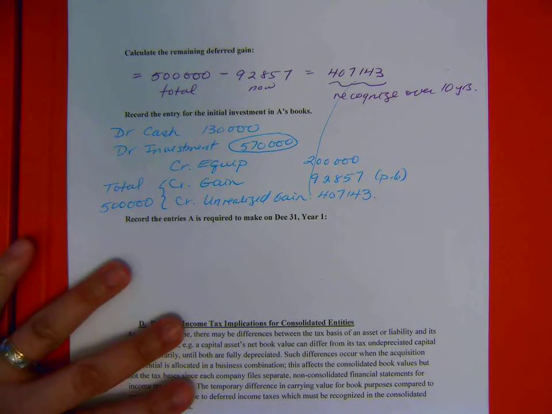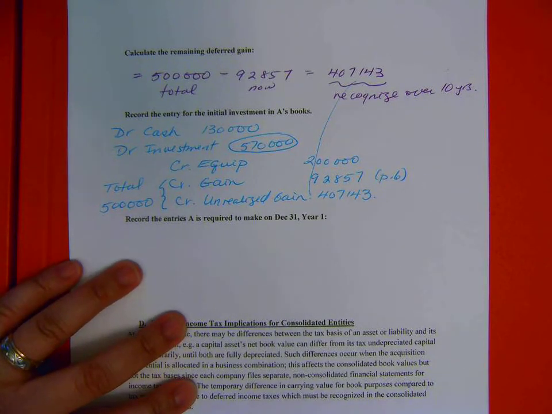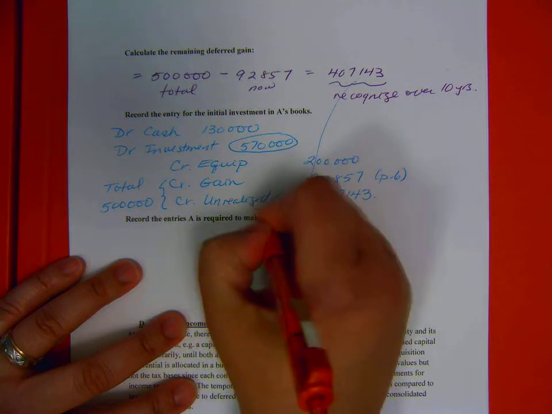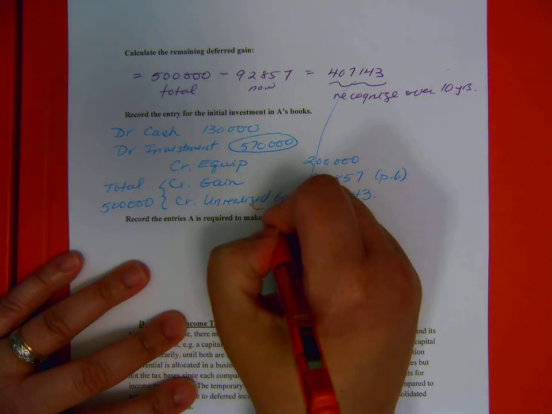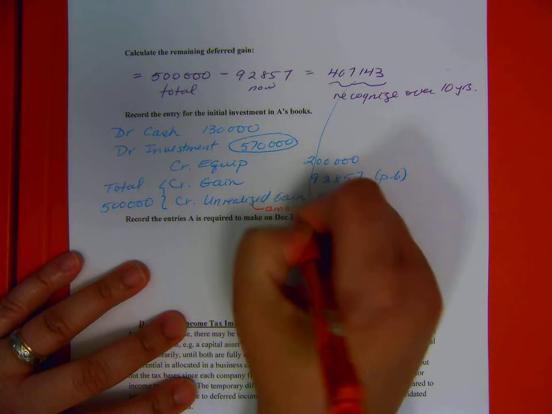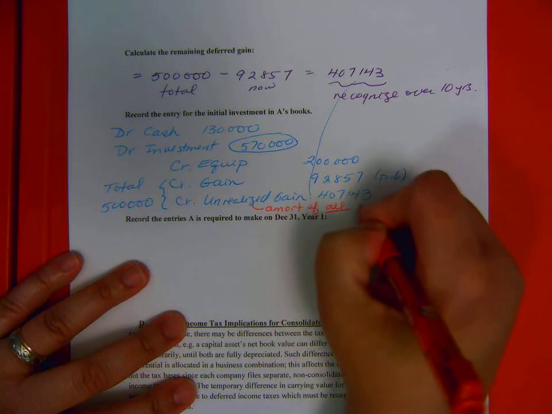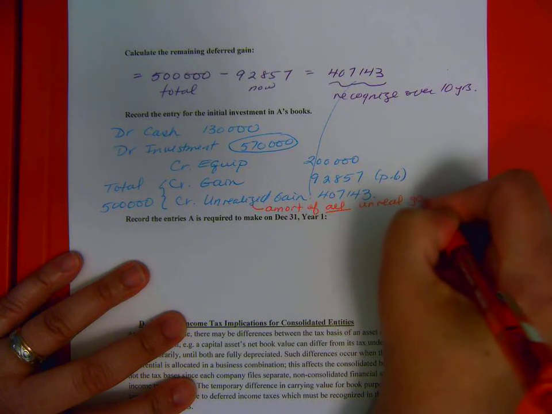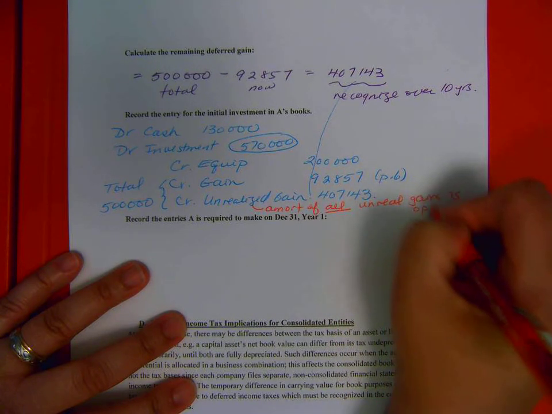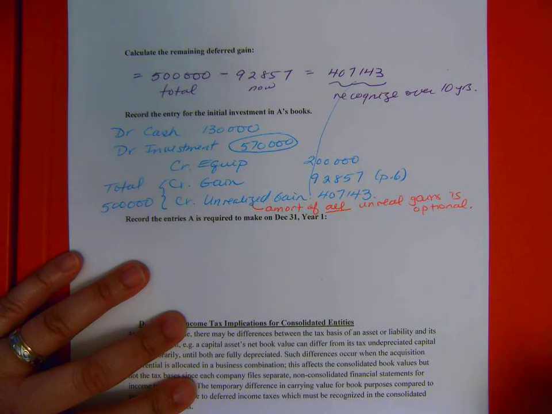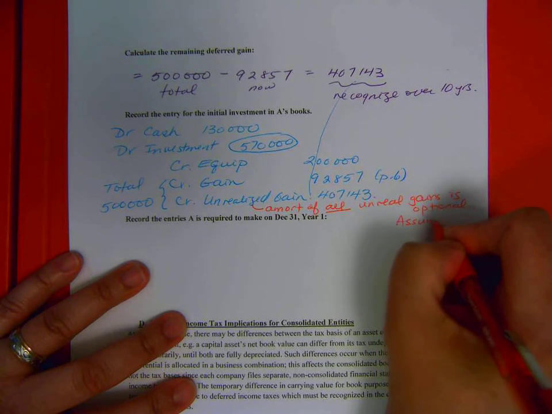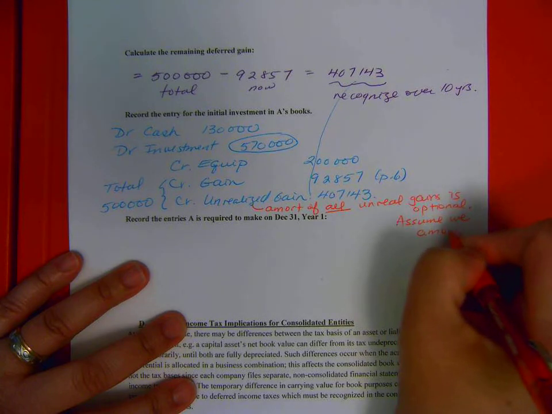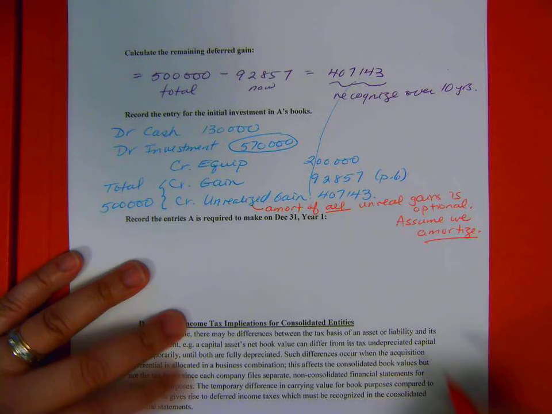Now, one thing I do want to say, with these unrealized gains, amortization is actually optional. In this course, we'll just assume you're going to amortize it, but it actually is optional, whether it's commercial substance or not. So, amortization of all unrealized gains is optional. Okay, but assume we amortize, unless you're told otherwise.